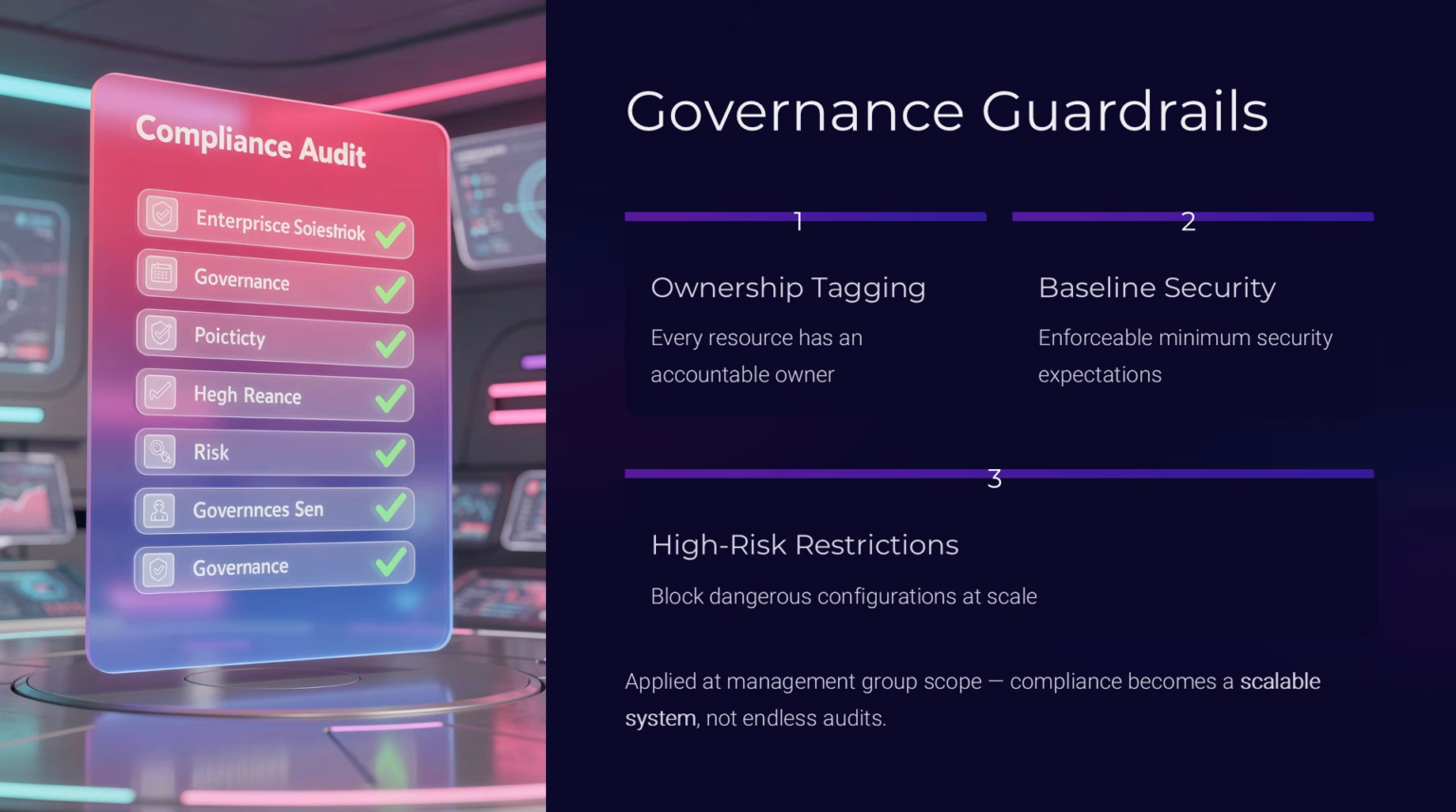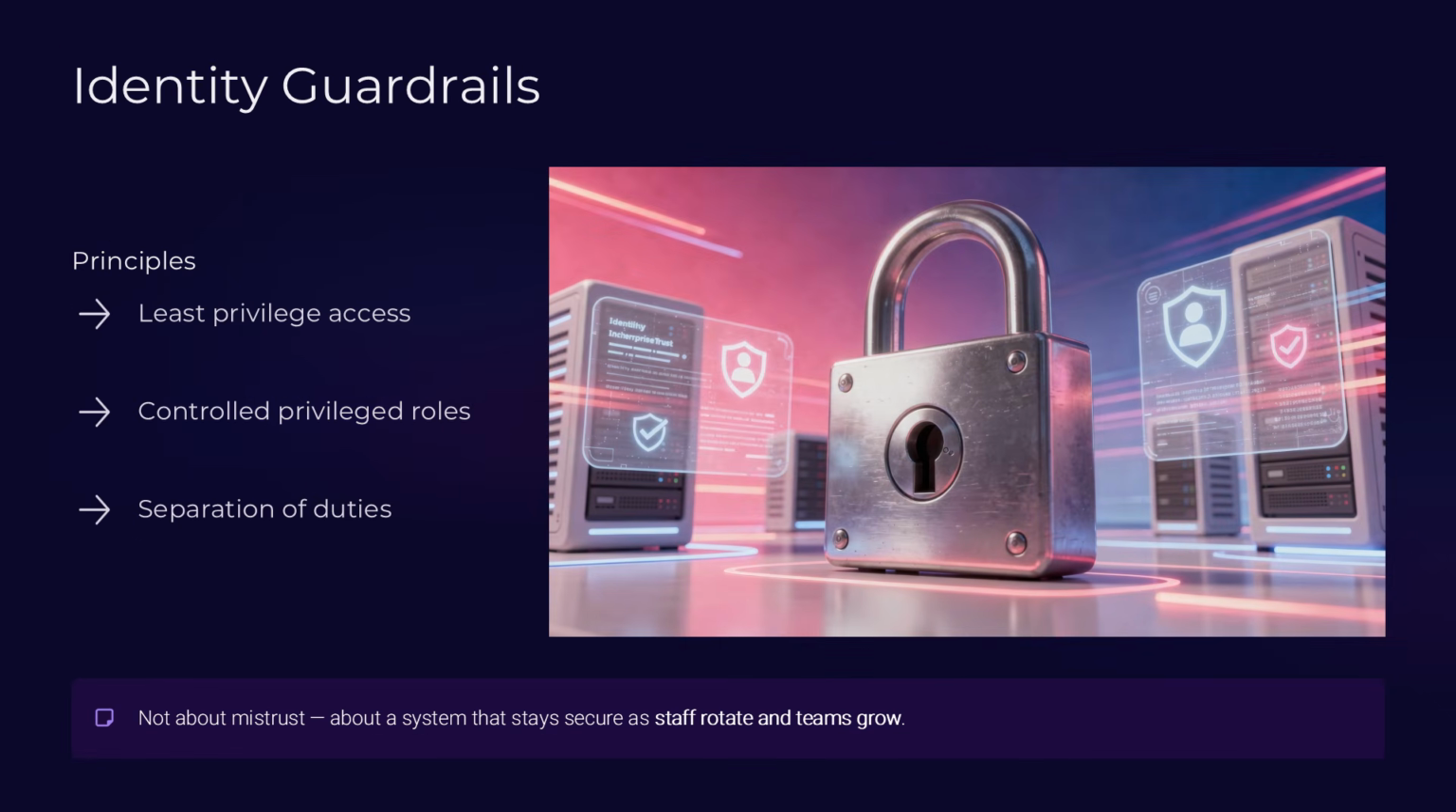When guardrails are applied at management group scope, you reduce the risk of teams drifting into unsafe patterns and you reduce the operational cost of constantly policing every subscription. With governance guardrails in place, you now move to identity because identity is your most powerful control for reducing risk. You establish principles for least privilege access and controlled privilege access, ensuring that high impact roles are governed and auditable. You also create separation of duties so critical changes are not made without appropriate oversight.